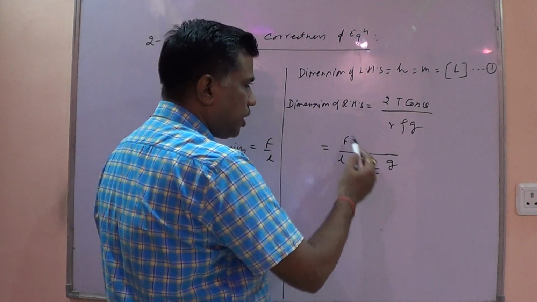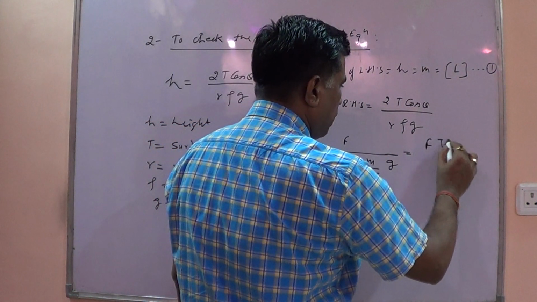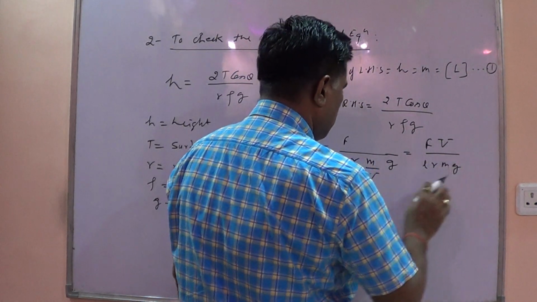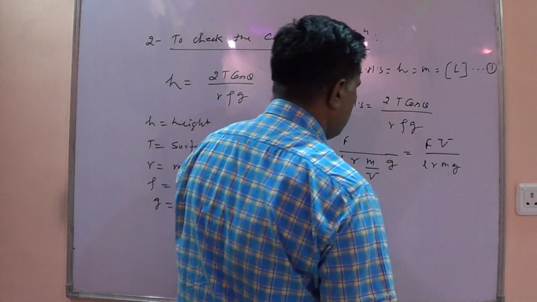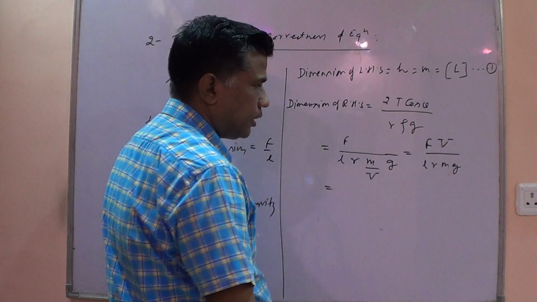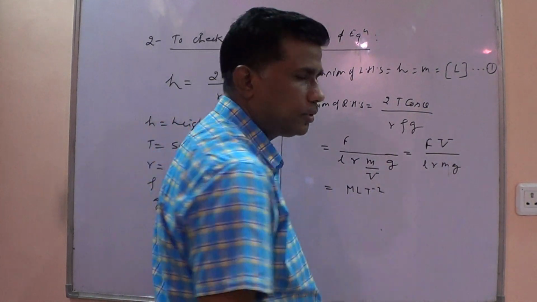Now this V will be transferred to the numerator. So F into V by L R M into G. L R M into G. Now I am going to write the dimensions of these quantities directly. Listen. Dimension of force is M L T power minus 2.